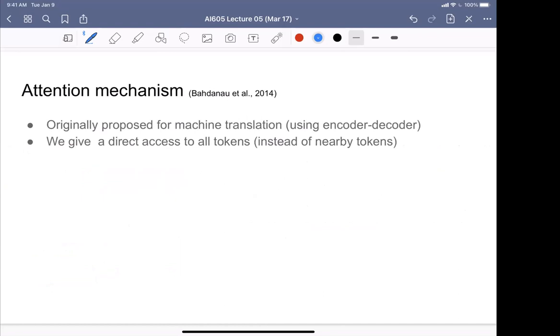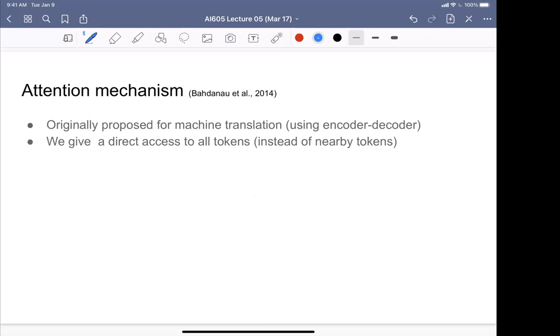So that brings us to the attention mechanism, which was originally proposed in 2014. And actually, this was proposed for the application to machine translation using encoder-decoder. It's something that we'll be learning later, but we'll be talking about attention first and then moving to encoder-decoder for the ease of explaining the concepts.